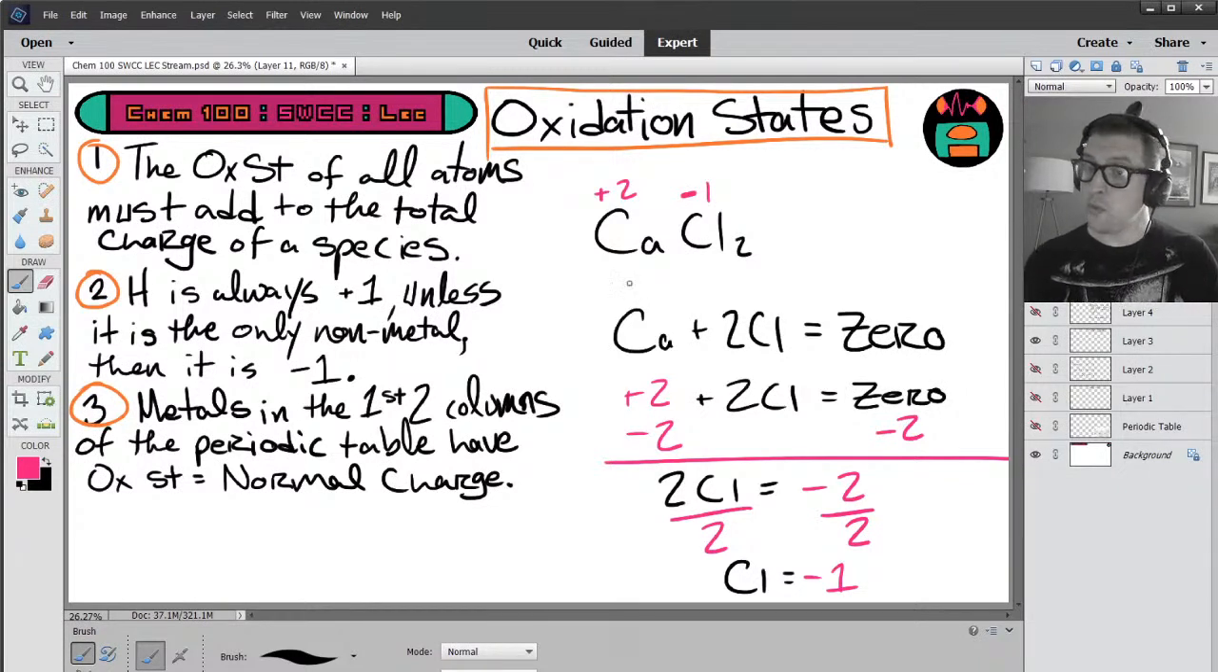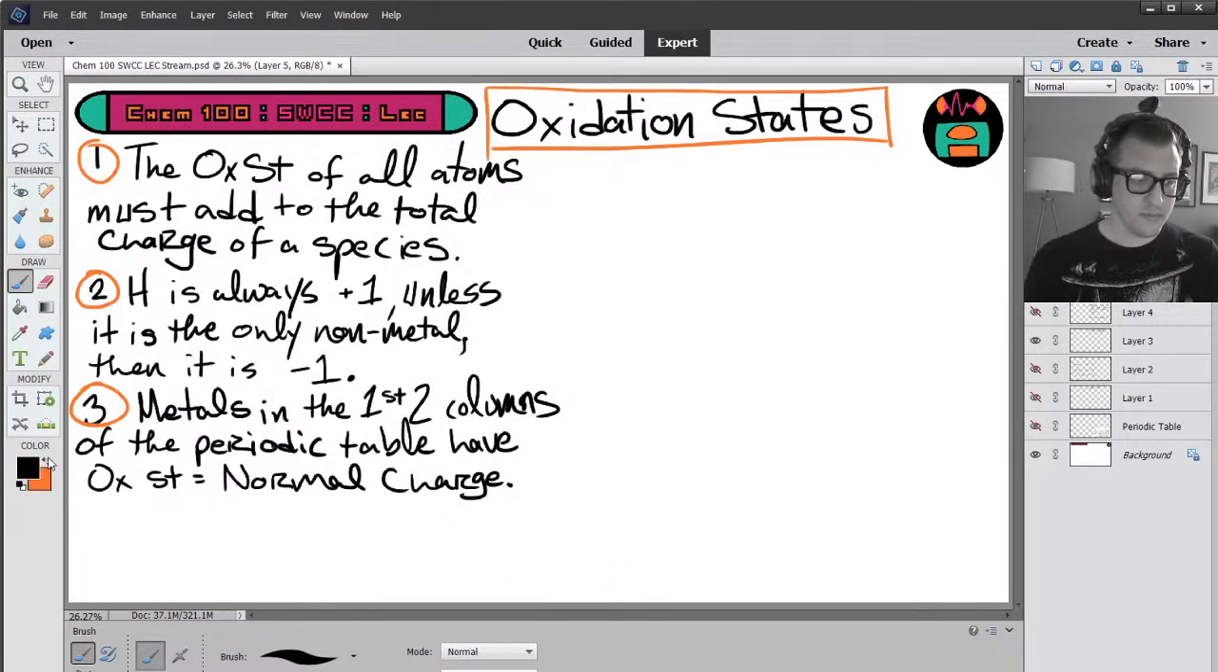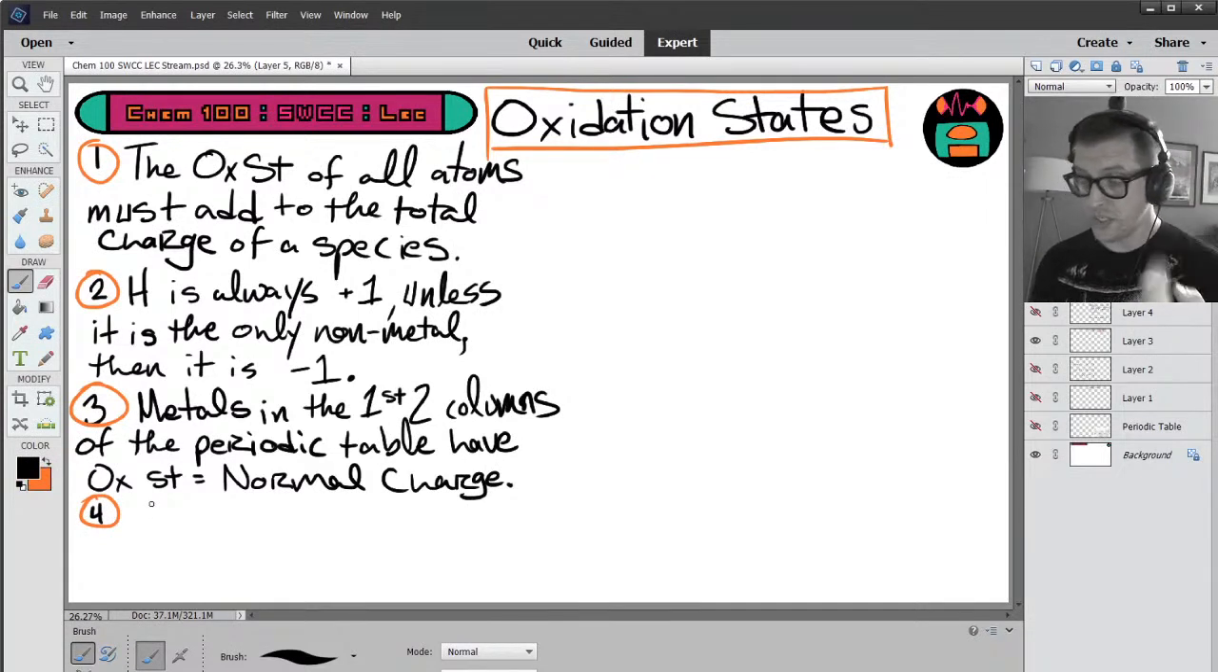All right, there's only one last rule you need to learn, and then you can assign the oxidation state to anything I can throw at you. That is rule number 4. And this is the last resort. This is if you can't do it with 1, 2, and 3 combined. This is what you drop to.